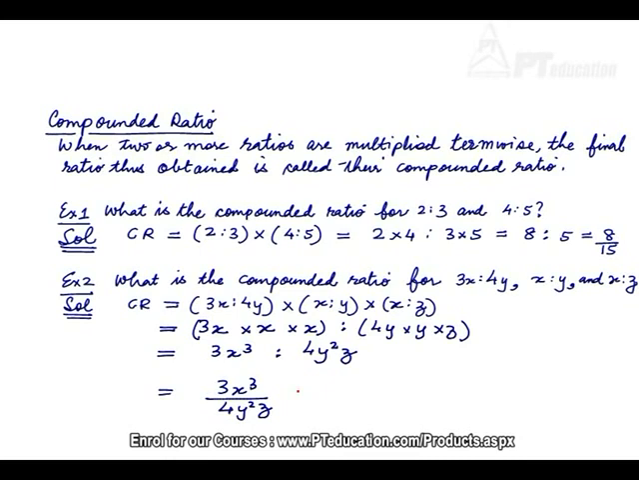Let us do it stepwise, as you can see on the screen. 3x is to 4y, into x is to y, into x is to z. So multiply all the antecedents together and multiply all the consequents together. 3x into x is to 4y into z, which is equal to 3x cube is to 4y square z, which is equal to 3x cube divided by 4y square z.